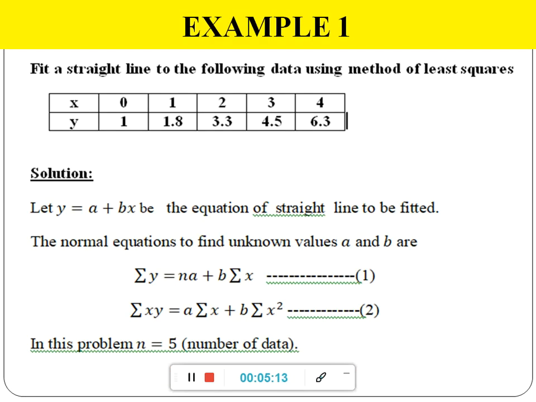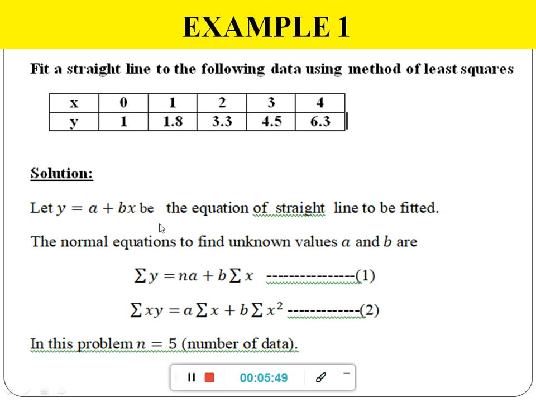Now, problems. Fit a straight line to the following data using the method of least squares. Here we have x and y values. The x values are 0, 1, 2, 3, 4. Corresponding y values are 1, 1.8, 3.3, 4.5, 6.3. So fit a straight line. What is the mathematical model here? y equal to a plus bx, because a straight line means simply a linear equation.